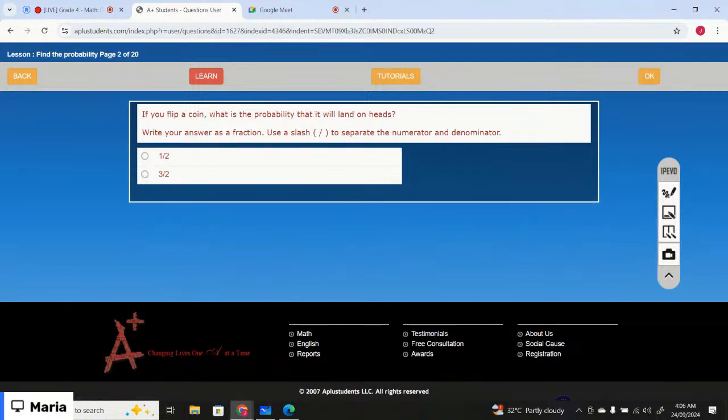If you flip a coin, what is the probability that it will land on heads? So which is the correct option? For the coin you have only two possibilities, head or tail, right? So for the head that is 1 by 2. The correct option is 1 by 2, option number 1.